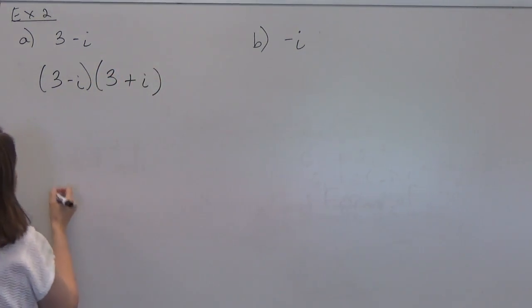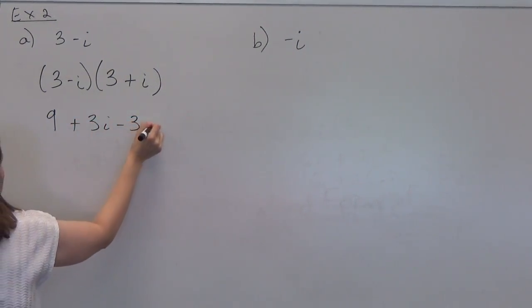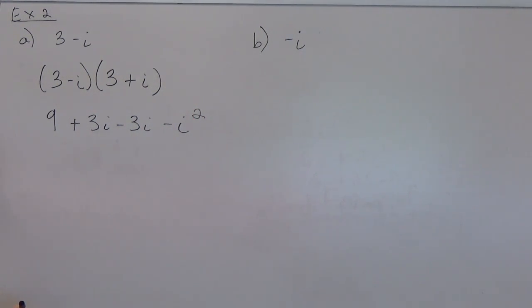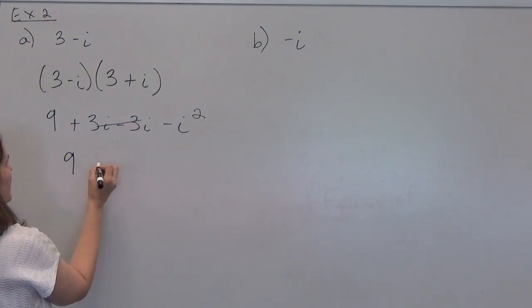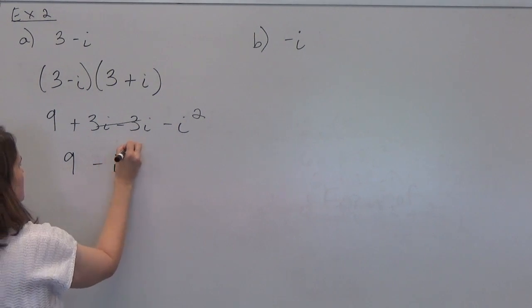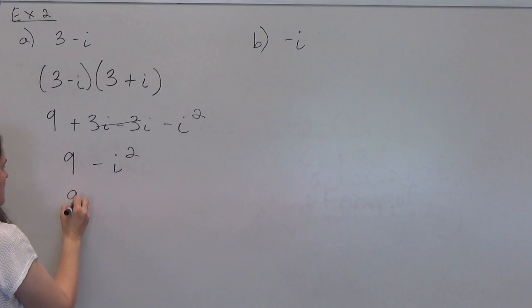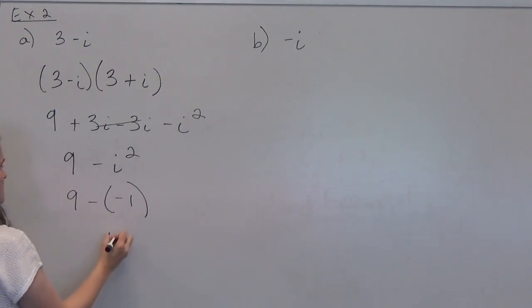And then we can FOIL this. That's going to give me 9 plus 3i minus 3i minus i squared. Okay, again, with these being conjugates, we are not surprised to see these middle terms canceling each other out. So we've got 9 minus i squared. And again, we know that i squared is the same as -1, so we can make that substitution. And we get 9 plus 1 for 10.